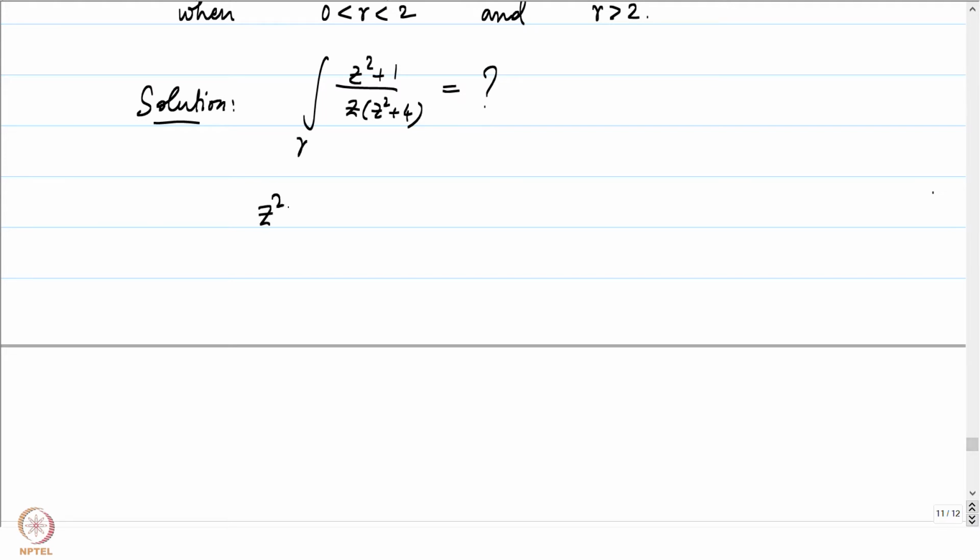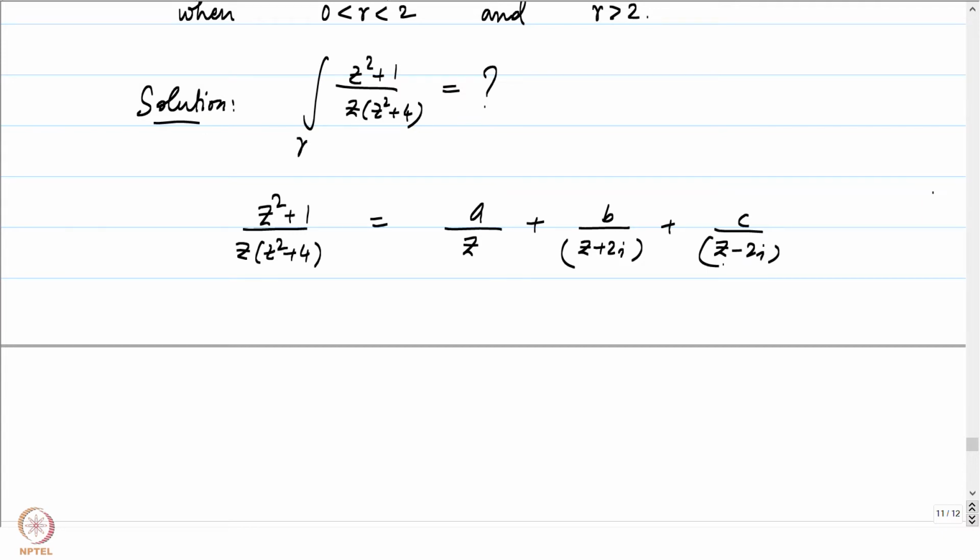So in that case, (z² + 1) / (z(z² + 4)) will be written down as a/z + b/(z + 2i) + c/(z − 2i), noticing that z² + 4 is (z + 2i)(z − 2i).